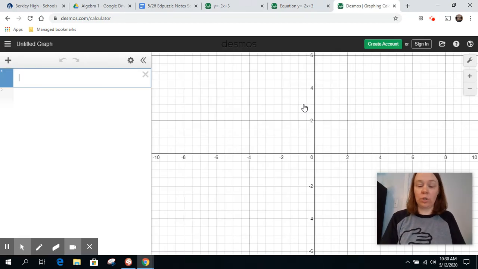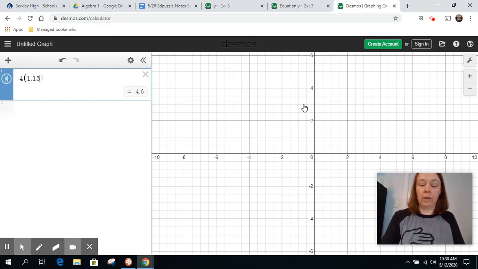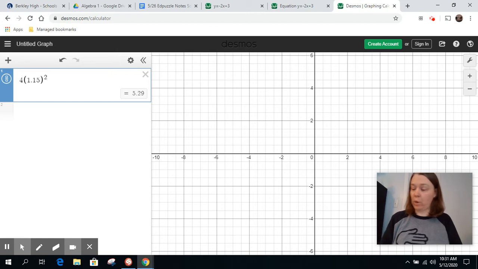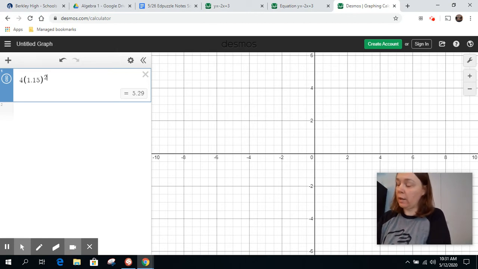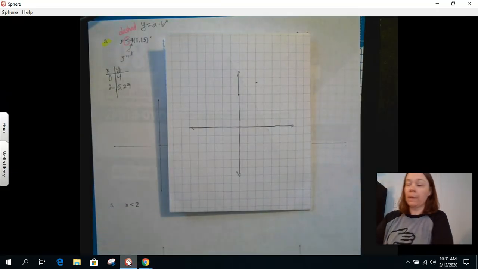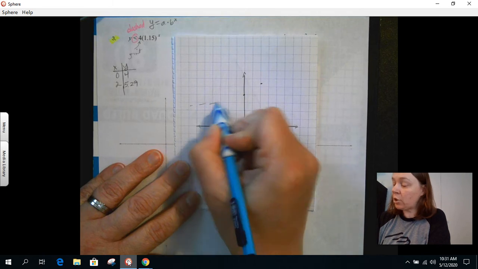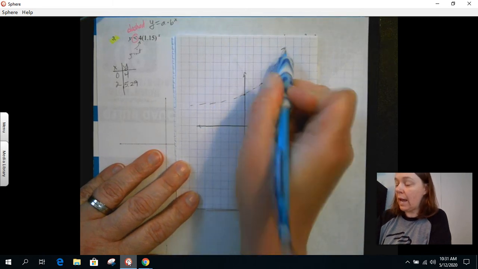Okay, so if I just do 4 times 1.15 to the, let's say, second power, I get 5.29. So I'm going to graph 2, 5.29. So I'm going to have the point 0, 4, and the point 2, 5.29. And then I know it's exponential, so it curves. Sorry, I'm plotting it, you can't see. Okay, so those are my 2 points, the 0, 4, and the 2, 5.29. And I know it curves because it's exponential, and we said it would be dashed.